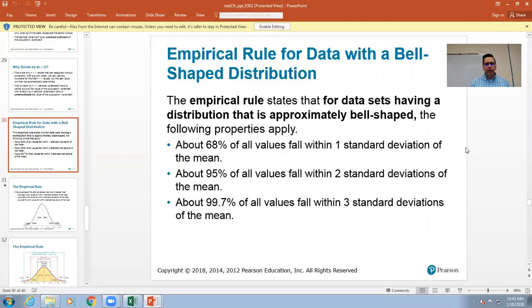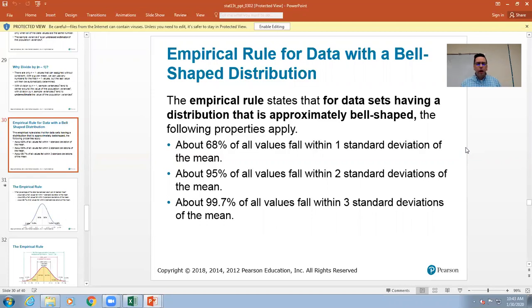Already mentioned a minute ago, about 95% of all values fall within 2 standard deviations of the mean. And about 99.7% of all values, as in like almost all of them, fall within 3 standard deviations of the mean.